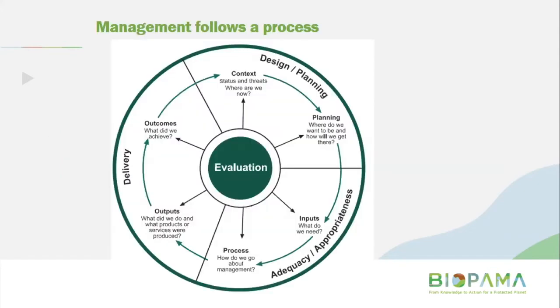In management effectiveness, the functions or the tools that are based on the framework, which is what we expect all the tools to be, with this management cycle that represents a process that takes into account 6 components: context, planning, inputs, process, outputs, and outcomes.